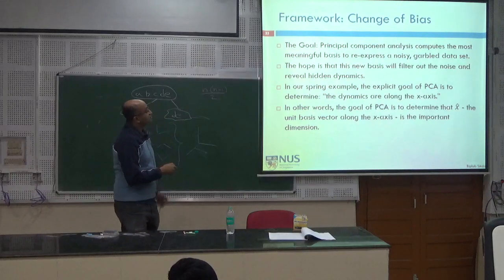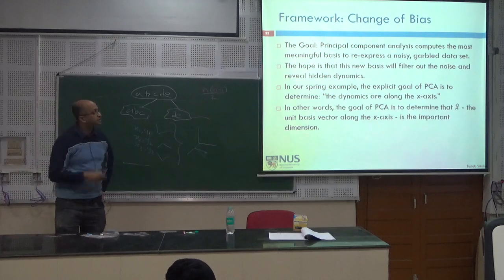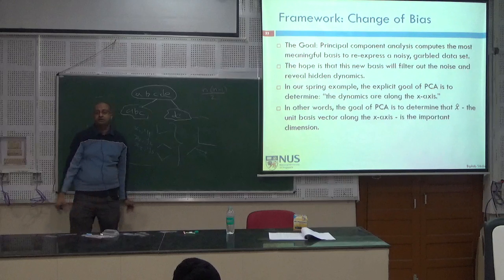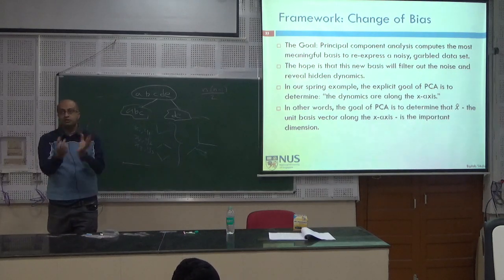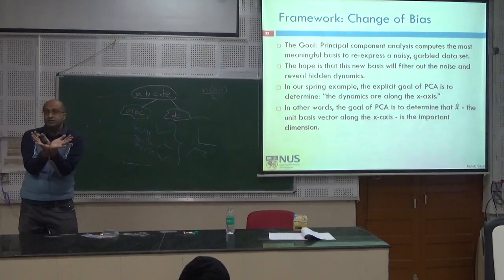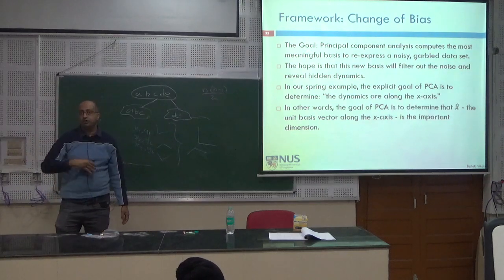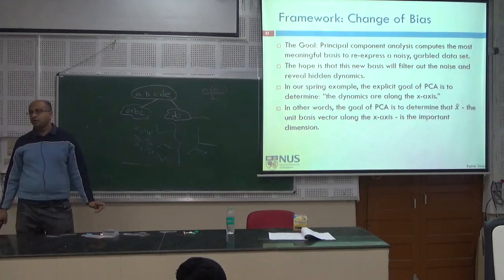So the goal is, it will compute the most meaningful basis to re-express your data, right? So these are my bases right now, in this, in this, in this direction. I want to somehow twist or turn them in such a way that I will figure out exactly what's happening. I won't have to have 6 different dimensions of the data, only one dimension will be good enough.